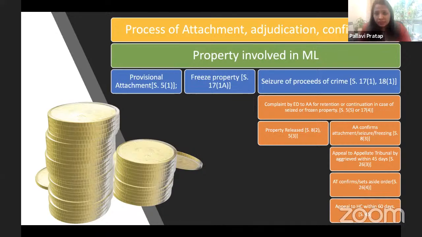This maybe we can discuss in a separate talk, because appellate and prosecution actually happens to be a different ball game altogether. Here we are only looking at what happens as far as the adjudicating authority is concerned. Then the appellate tribunal confirms or sets aside the order, and an appeal to the High Court can be filed within 60 days. This is given in Section 45.